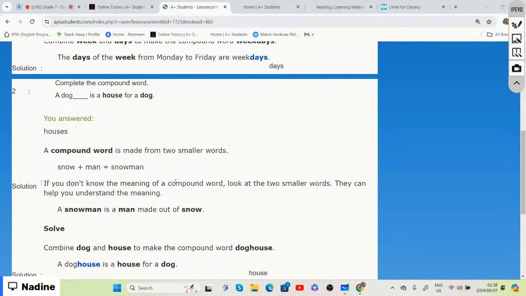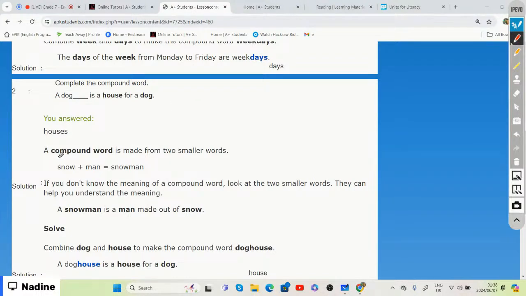And then a house for a dog. A house for a dog. What type of house is that? And a dog house it is. Because we said a dog house is a house for a dog. So let's put those words out. So we have dog house.